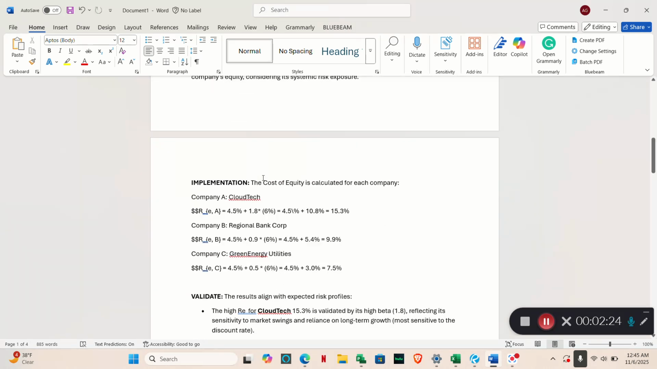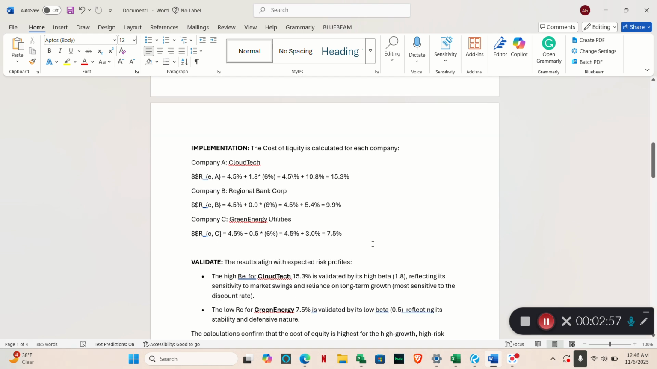So to implement this, we just follow the formula for each of the companies. For company A, we're going to have 4.5% plus 1.8 times 6%, which is about 4.5% plus 10.8%, which is about 15.3%. For company B, it's 4.5% plus 0.9 times 6%, which is about 4.5% plus 5.4%, which is about 9.9%. And for company C, we have 4.5% plus 0.5 times 6%, which comes out to be 4.5% plus 3%, about 7.5%.